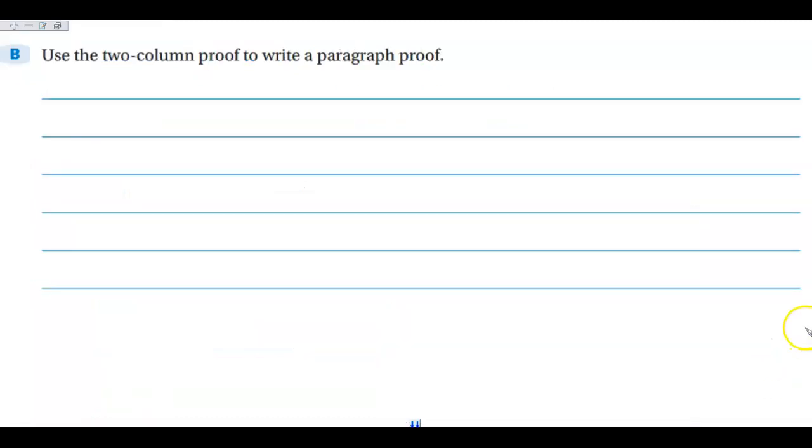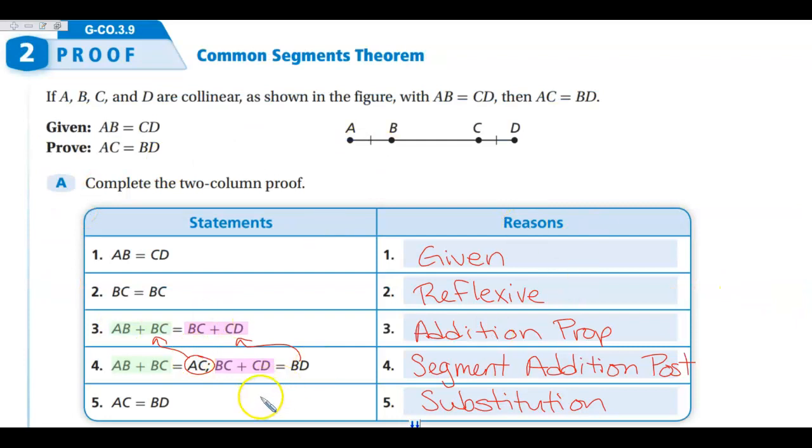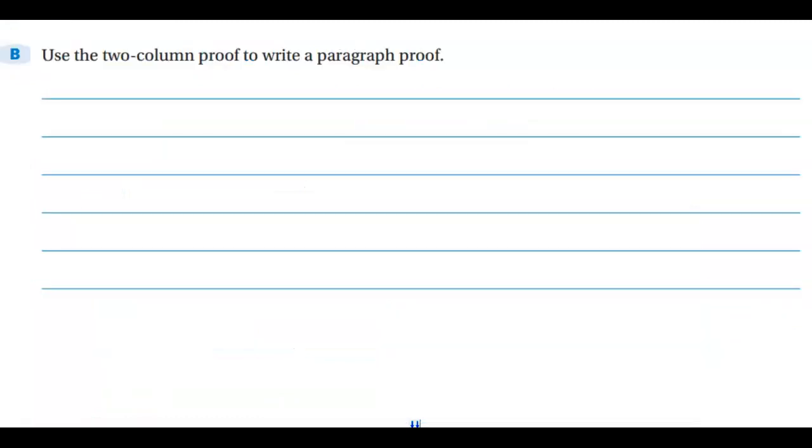All right. So now what we're going to do is take the proof that we just did, that 2-column proof, this one here, and write it as a paragraph proof. So the first line is AB is equal to CD, and our reason is given. So I'm literally going to write, it is given that AB is equal to CD. Okay, so line 1, sentence 1.